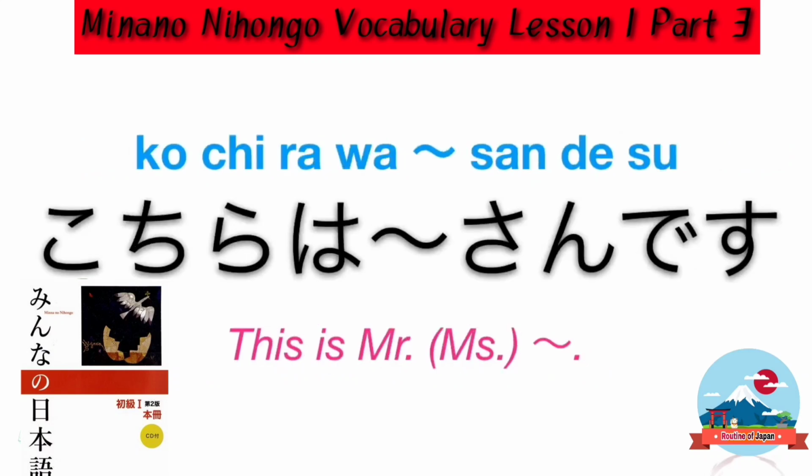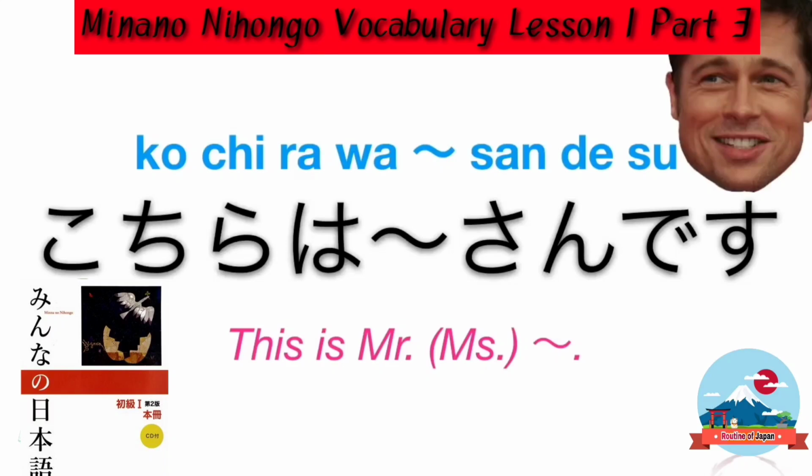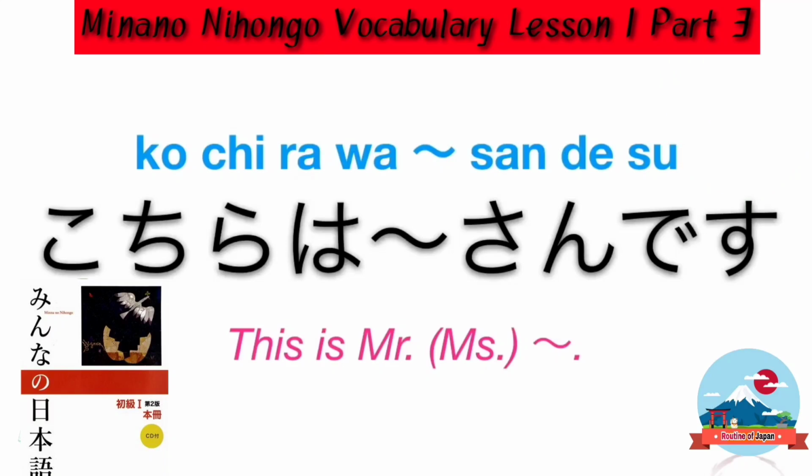Kochira wa dare dare san desu. Dare dare is who. So I just replaced the blank part with dare dare, meaning you put in the name of someone there. This phrase is used when you are introducing someone to someone else. For example, kochira wa Brad Pitt-san desu. This is Brad Pitt.